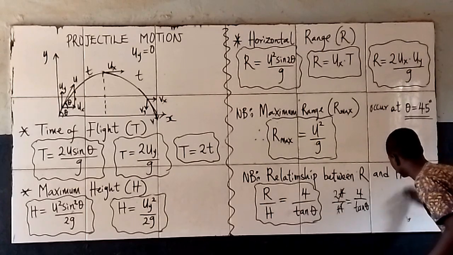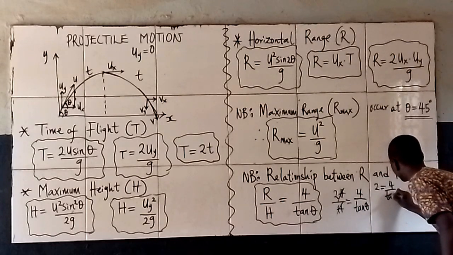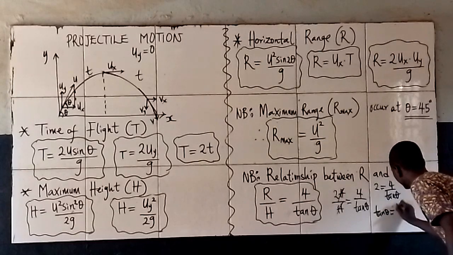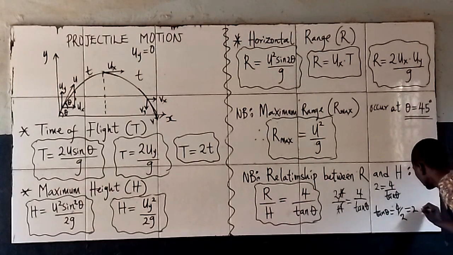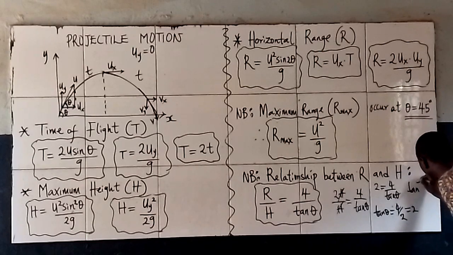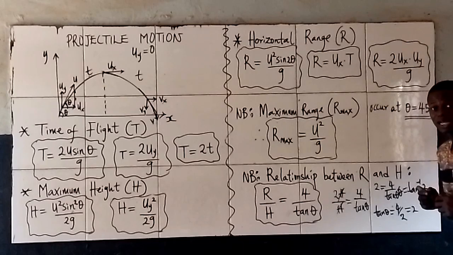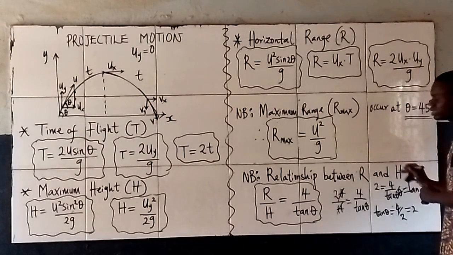If I now make tan theta the subject, from 2 equals 4 over tan theta, I will now have tan theta equals 4 over 2. 4 over 2 is what? 2. So I will take the tan inverse of 2. Whatever I get will be the theta. Okay? When I start solving questions on projectile motion, you will understand this better.